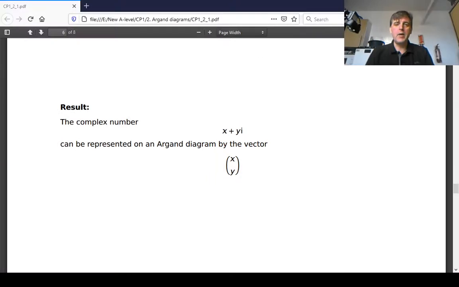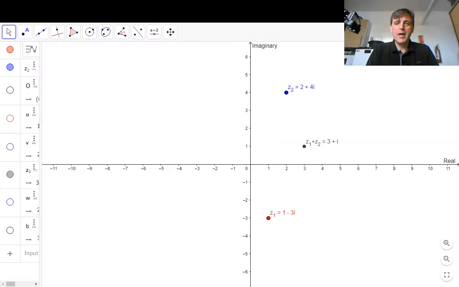And this leads us to a very common way of representing complex numbers on an Argand diagram. Rather than representing them as a point, quite often you'll see complex numbers represented as vectors. So let's go to the graph plotter here and have a look at these things represented as vectors. I've got the numbers that we were just dealing with here. In the question we've just done, we had the number 1 minus 3i, z1, and the number z2, 2 plus 4i, and then we added them together to get the answer there, 3 plus i.